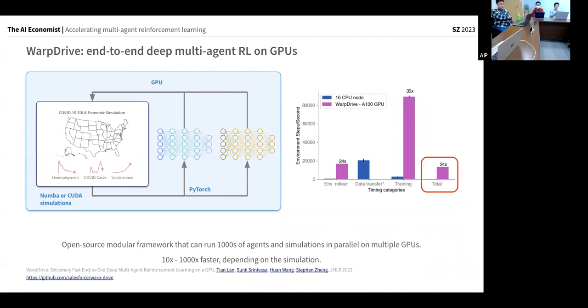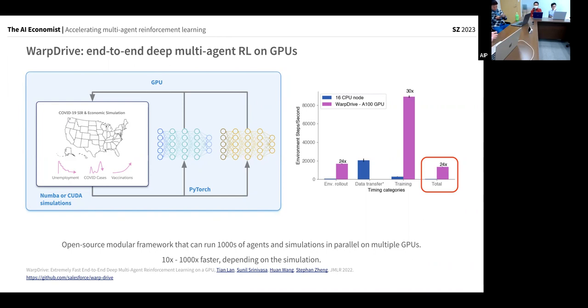The other project we've been working on is something called WarpDrive. The idea of WarpDrive is that you can run the simulation and the neural network agents on a GPU, because very often people have simulations that are running on CPU. If you put everything on a GPU, then you eliminate all the communication overhead, and it makes training way, way faster. It depends on the simulation, of course, but in one case here, you get a 24 times faster end-to-end multi-agent RL with this approach.